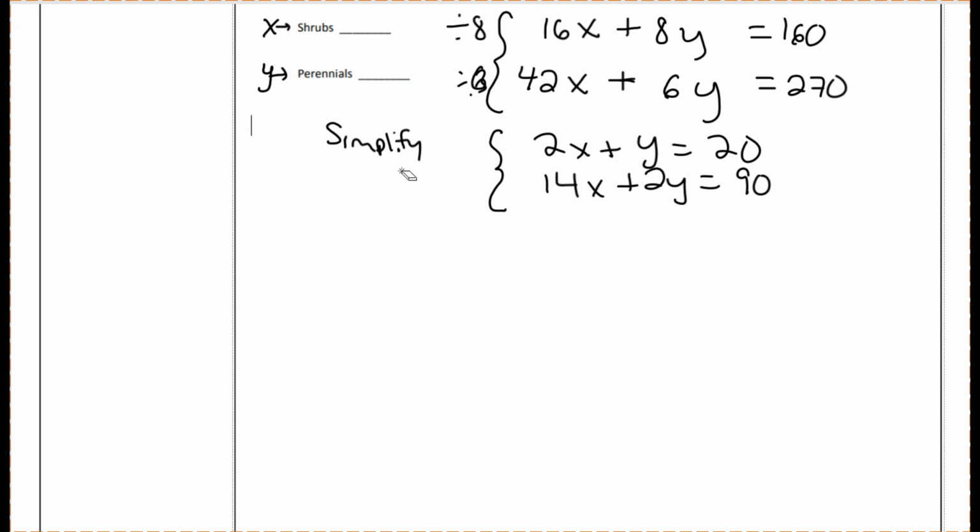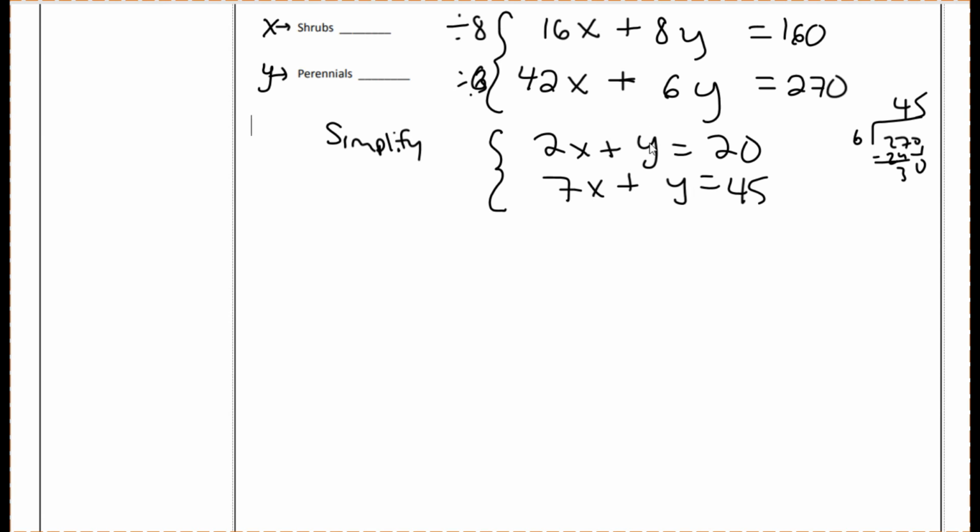So if I do that, I can actually get 7x plus 1y equals, and then 6 goes into 270 45 times, so we got 45. All right, so now this is simplified.